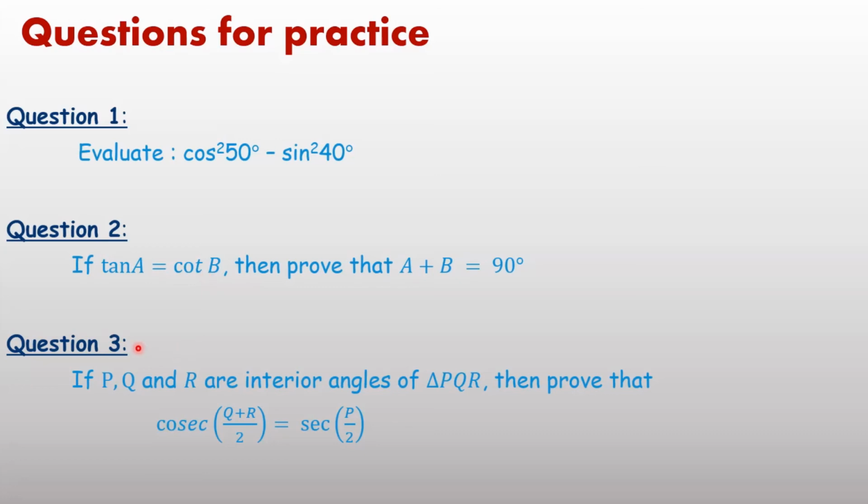In question number 3, if P, Q and R are interior angles of triangle PQR, then prove that cosec((Q plus R) by 2) equals sec(P by 2). Here you have to use the angle sum property of a triangle. The sum of angles of triangle PQR equals 180 degrees, meaning angle P plus angle Q plus angle R equals 180 degrees. Therefore Q plus R can be written as 180 minus angle P, and after that solve like the previous example. Now you have to complete these 3 questions and submit your answer.